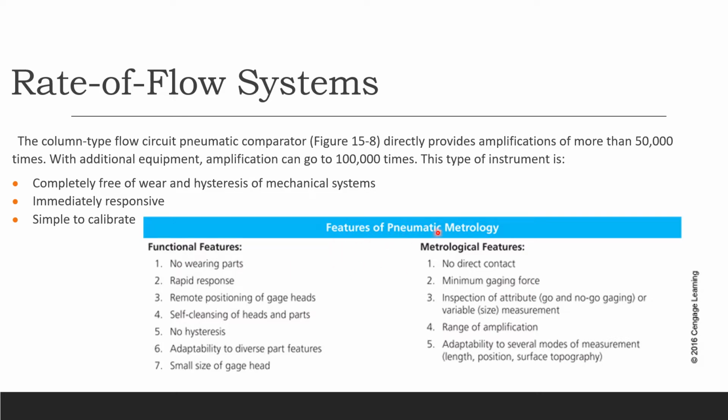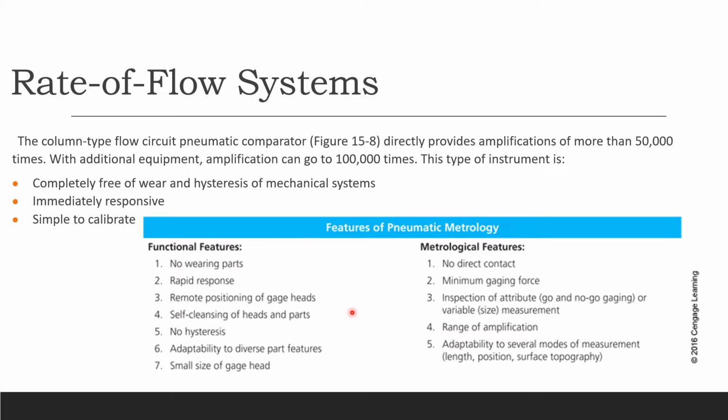These are the features of this metrology: it directly provides amplification of more than 50,000 times. That's pretty big amplification. With additional equipment, that amplification can go all the way to 100,000 times. This type of instrument is completely free of wear and hysteresis of mechanical systems, and it is immediately responsive and simple to calibrate.